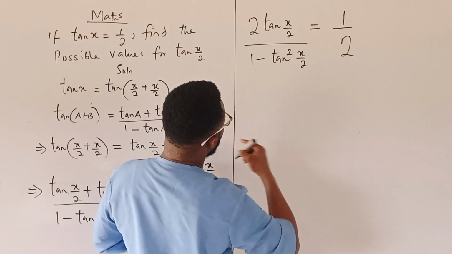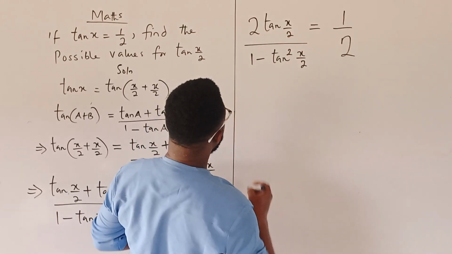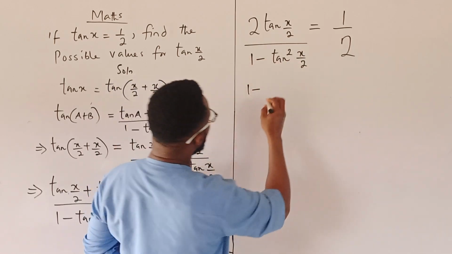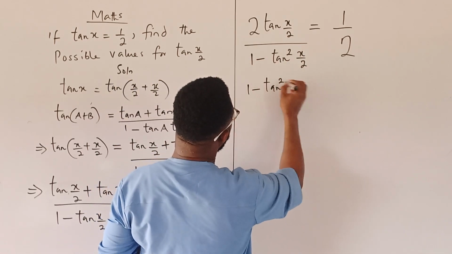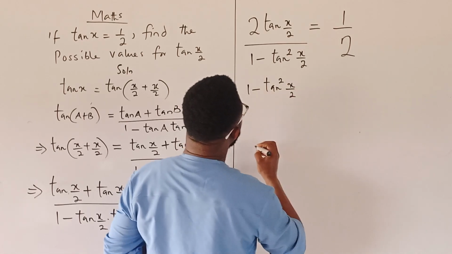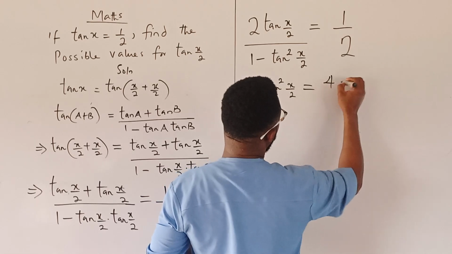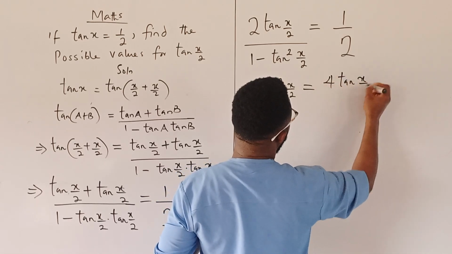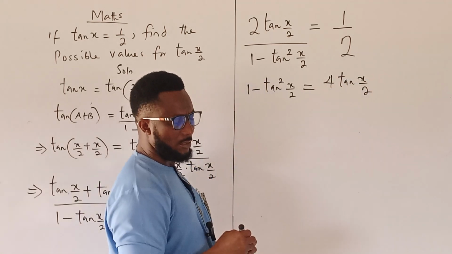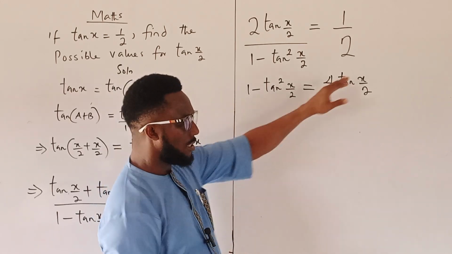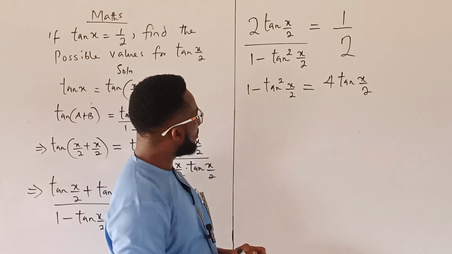So I'll cross multiply this diagonal first. That will be 1 minus 1 multiply this entire expression of the denominator. It remains the same, tangent square half of x. To multiply this expression, we'll be having 4 tangent of half of x. Okay, because of the square term here, we are going to have a quadratic equation.